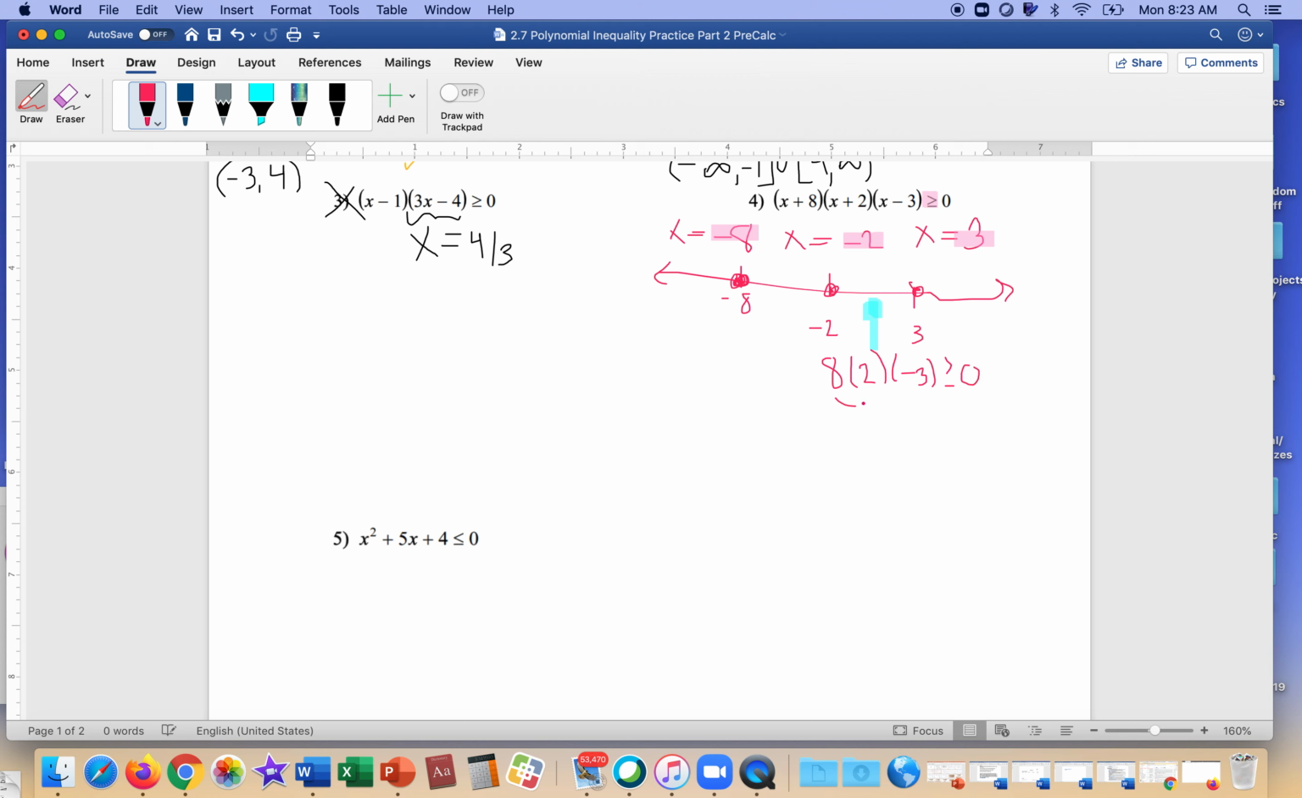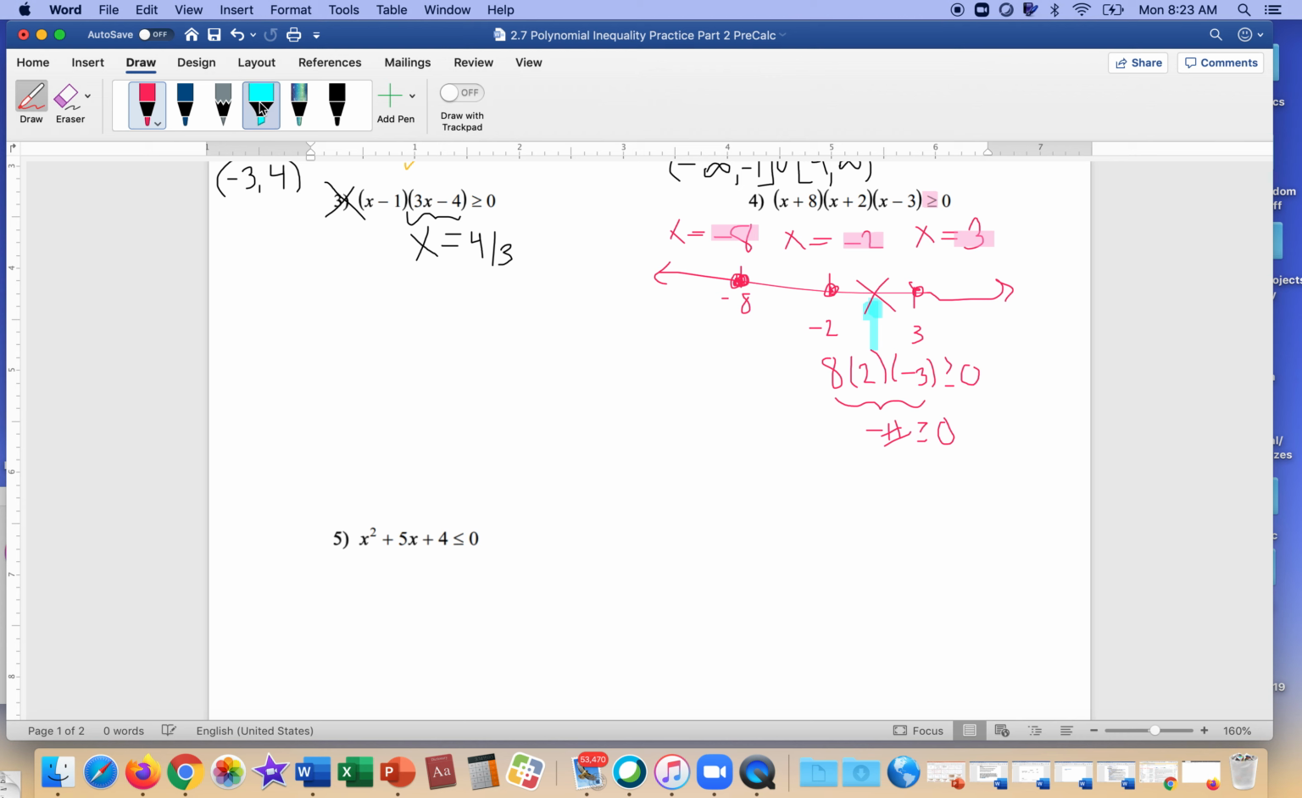Now, just to save ourselves some time, we know if we have a positive times negative, this is going to be a negative number. So right away, if I ask myself, is a negative number greater or equal to 0? No. So we cross off.